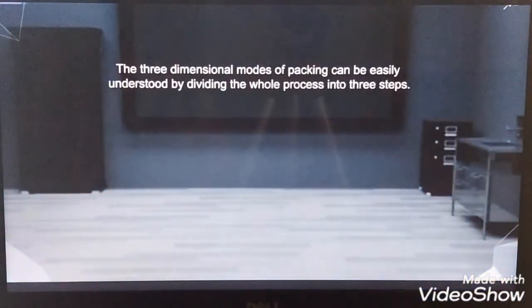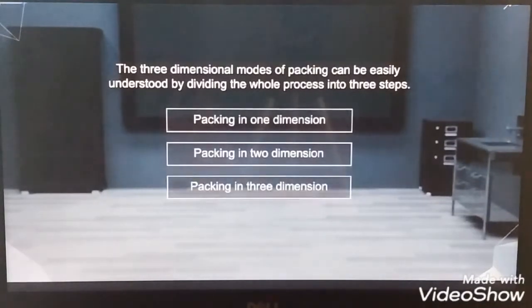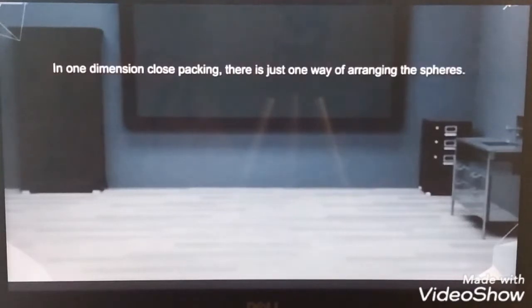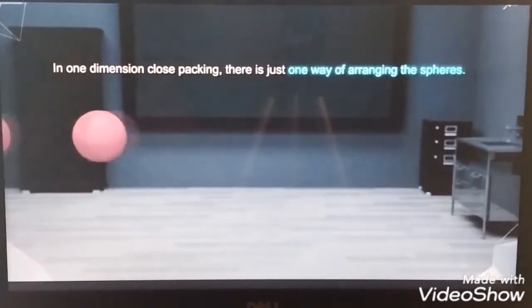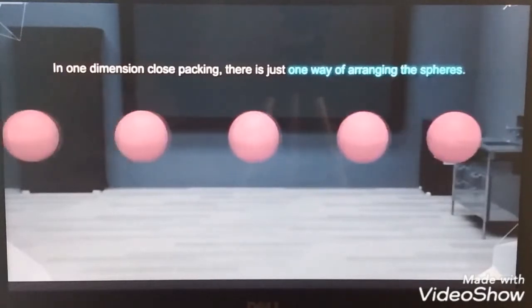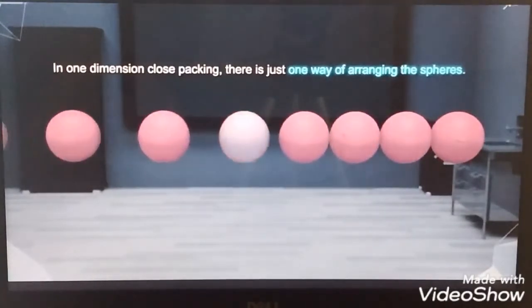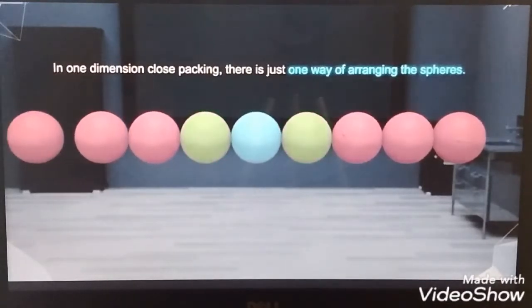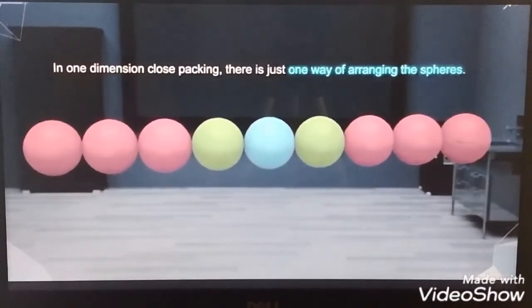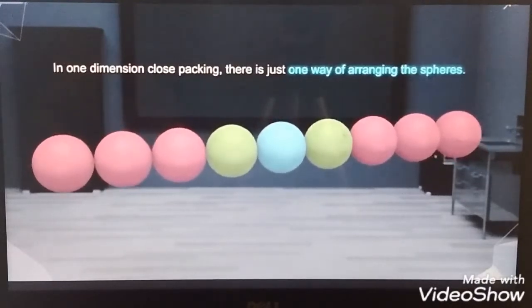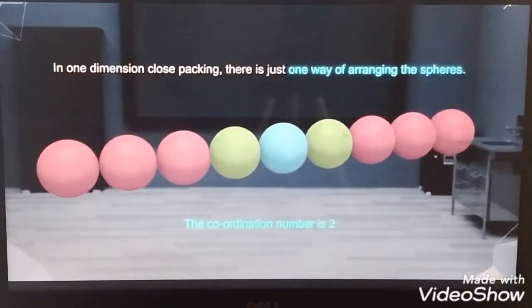The 3-dimensional modes of packing can be easily understood by dividing the whole process into 3 steps. Close packing of spheres in 1 dimension. In 1-dimensional close packing, there is just one way of arranging the spheres. Here, the spheres are arranged in a row, touching one another. As a result, each sphere is in contact with 2 neighboring spheres. Thus, in 1-dimensional close packing, the coordination number is 2.